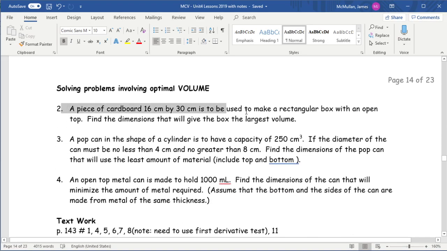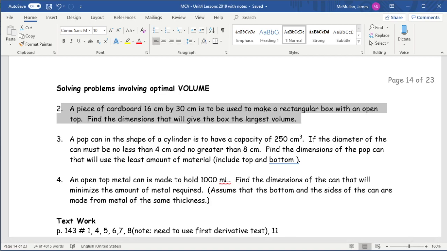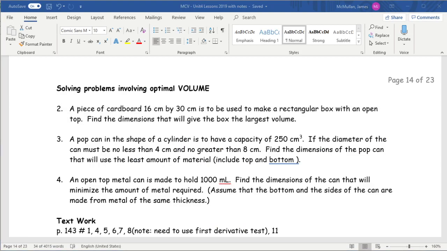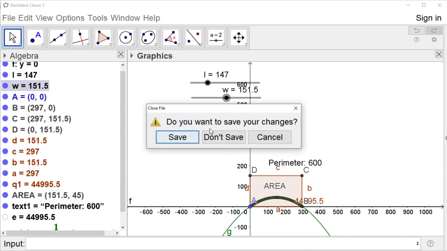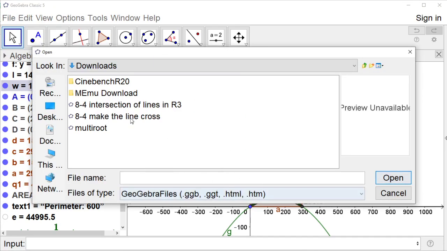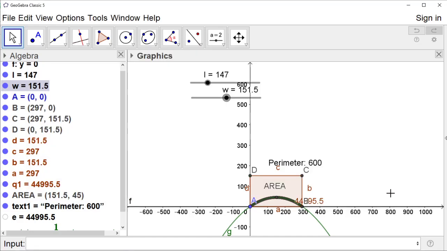A piece of cardboard 16 by 30 is to be used to make a rectangular box with an open top. Find the dimensions that will give the box the largest volume. Okay, so first thing to understand about this is, how does a rectangular piece become an open top box in the first place? Now, I don't think I have a good example of this.